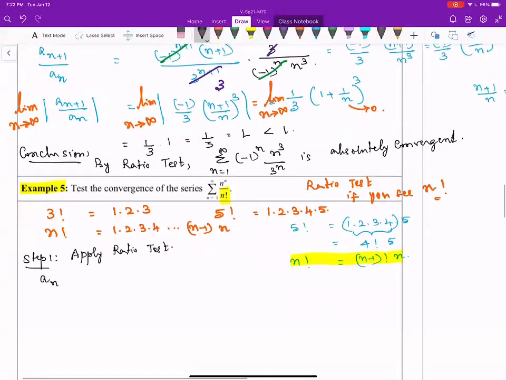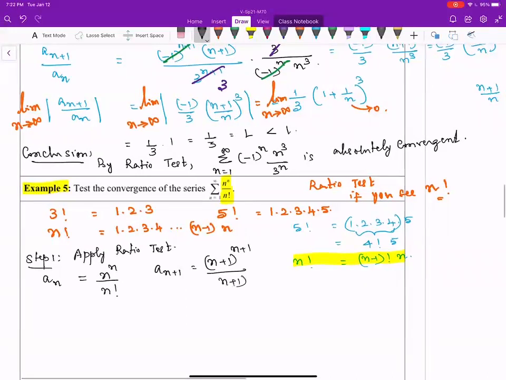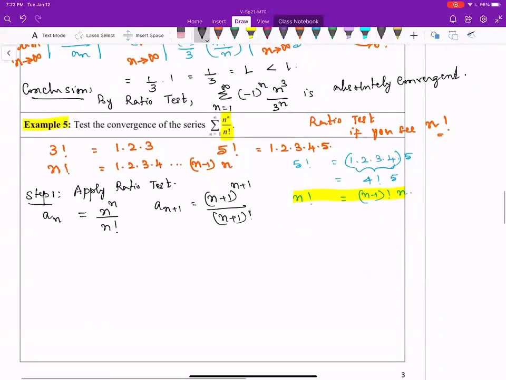So a_n is without the sigma sign here. So a_n equal to n to the power n over factorial n. a_{n+1} is obtained by replacing n with n plus 1. So (n+1) to the power n+1 over (n+1) factorial. We will divide one by the other: a_{n+1} over a_n.